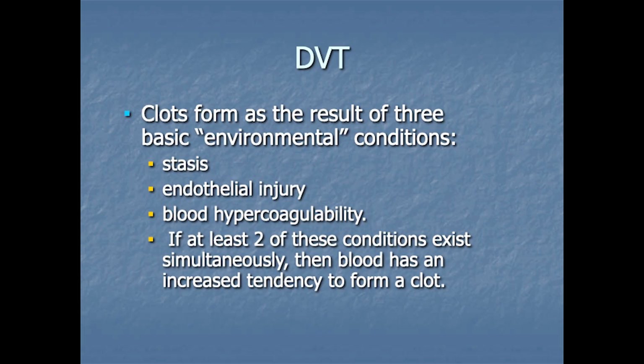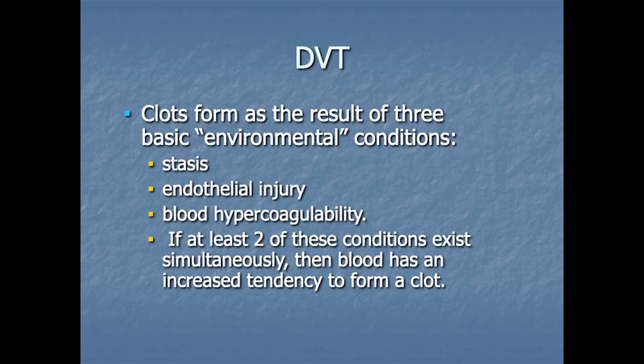And then why do clots form? Well, you need basically 3 conditions, and we call this Virchow's triad, but it's basically stasis, injury to the inner lining of the vein or the endothelium, and hypercoagulability of the blood, meaning there's something in there that's making it a little stickier. If you got 2 of those 3 at least, you're prone to getting a blood clot.